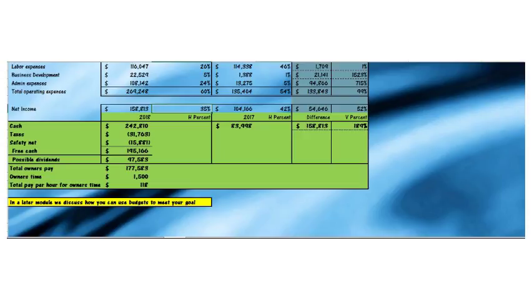So this is where the owner has to sit there and think, can I spend my time elsewhere and get better benefits, or is my business the best way to spend my time and get the most from my time?